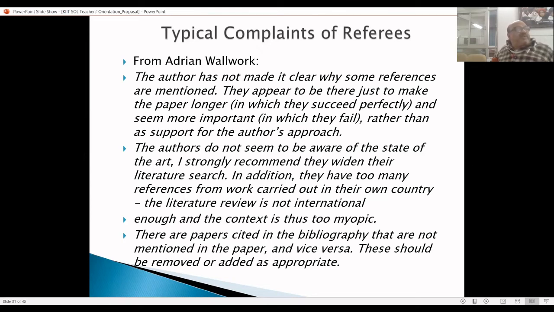There are papers cited in the bibliography that are not mentioned in the paper, and vice versa. These should be removed or added as appropriate. So, this is the typical comment of an examiner about a bad kind of literature review. What are the things to keep in mind once again in this complaint? Things have been made here just to fill the pages.